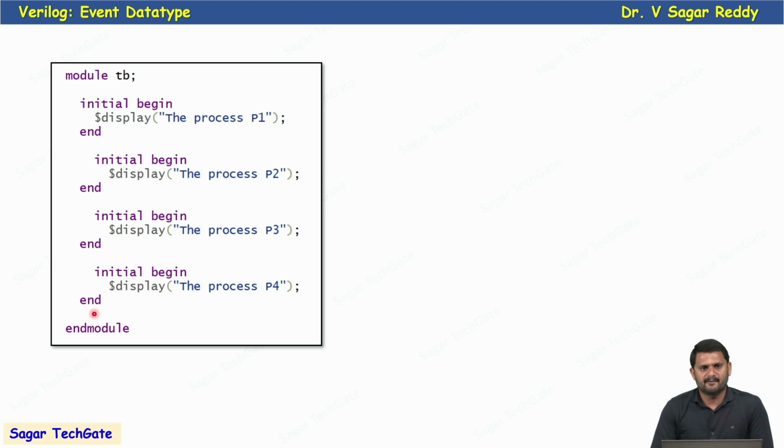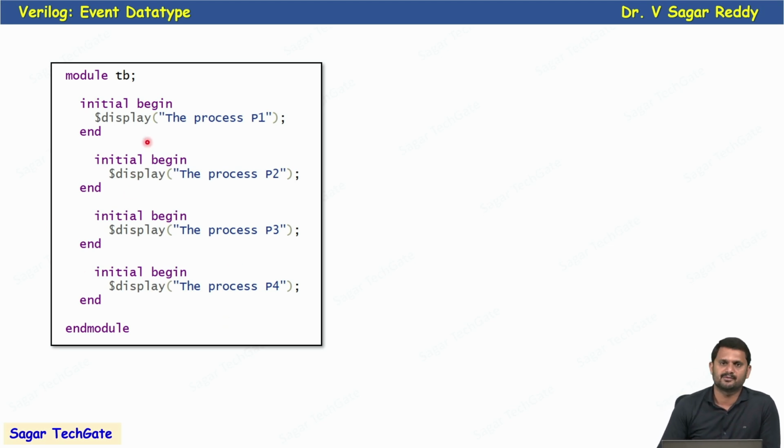A module is defined here. How many initial blocks are here? Four initial blocks are there. So we know that all will execute concurrently, and that too, they start at 0 simulation time. There are no delays, so they should complete in 0 simulation time also in this example.